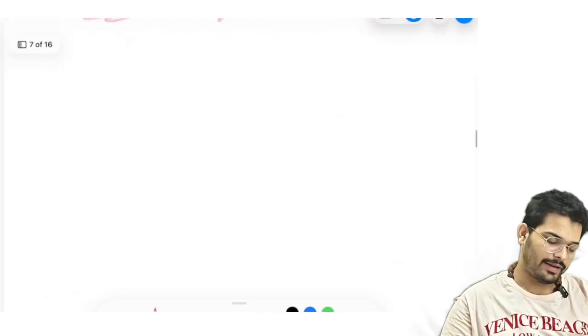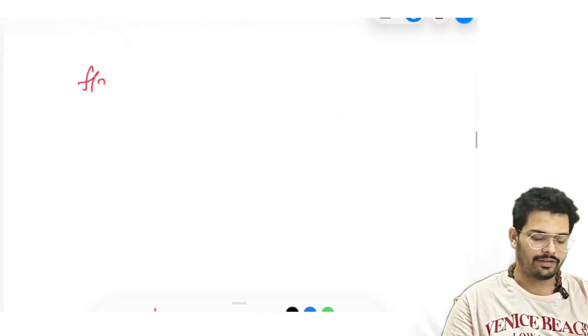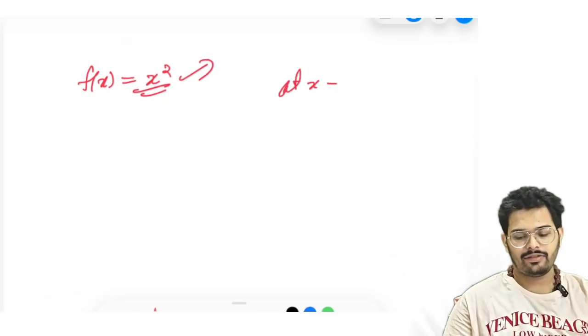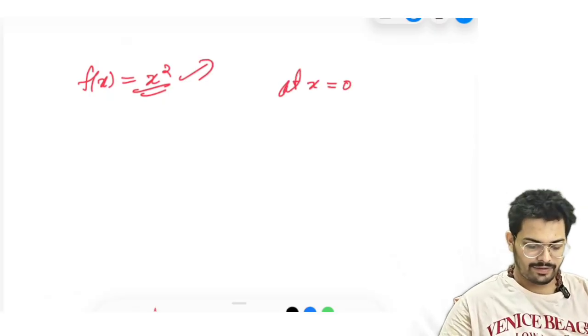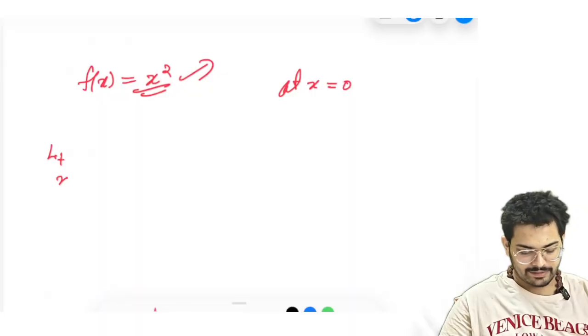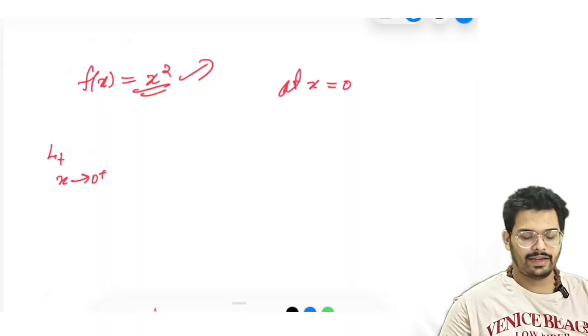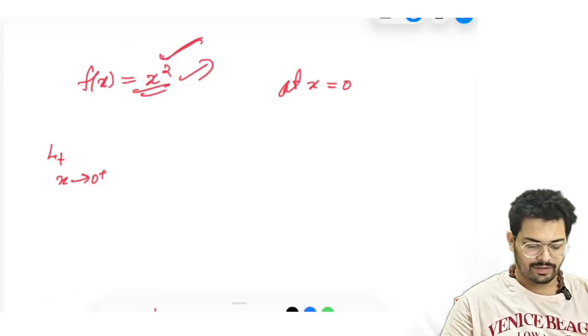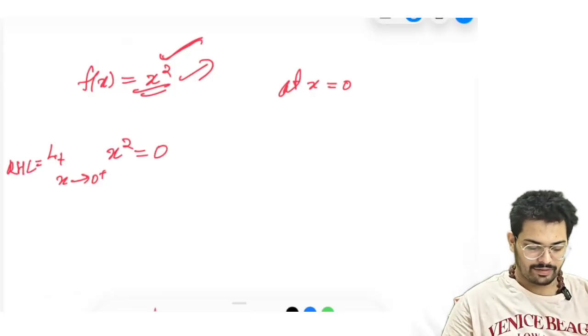Or we can explain with an example. Let f of x equal x square, simply x square. Now we need to find the limit of the function at x equal to 0. For that, first of all, we will use the limit as x tends to 0 plus. When x is tending to 0 plus, nothing is mentioned, so the function will always be the same. So it will be x square, and the right hand limit will be 0.